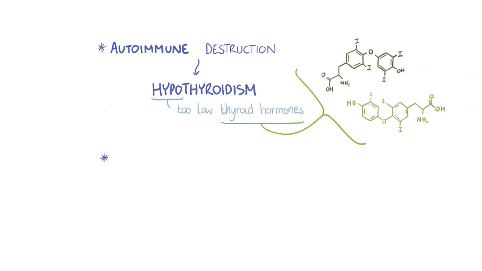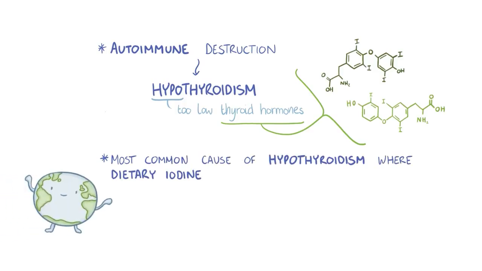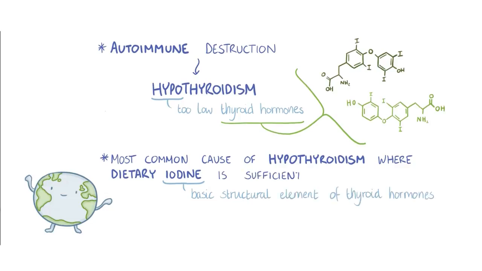In fact, Hashimoto's thyroiditis is the most common cause of hypothyroidism in areas of the world where dietary iodine, which is the basic structural element of thyroid hormones, is sufficient.